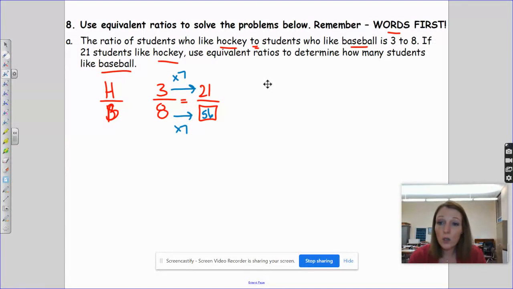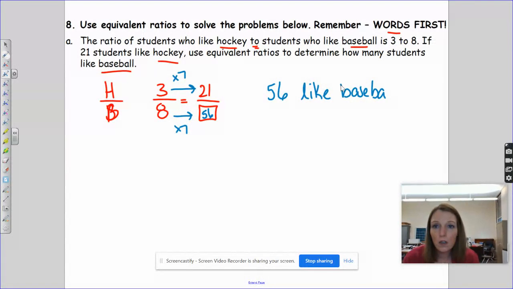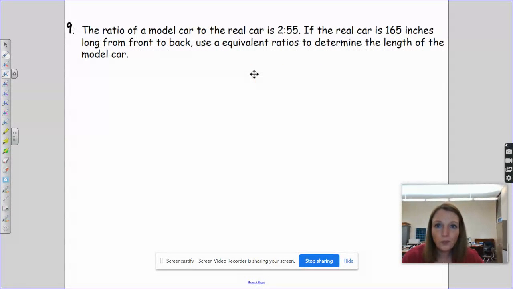So when I answer, if it's a word problem, I want to answer with words. That those 56 students like, and I can also remember what they like, because if I look over here in the bottom, that's the B. So they like baseball. That's that.